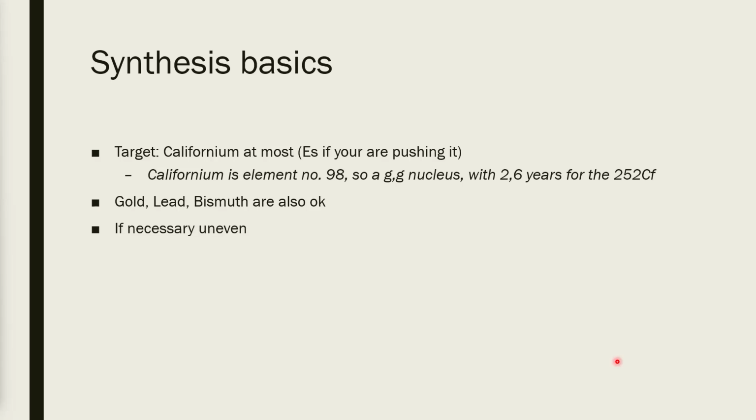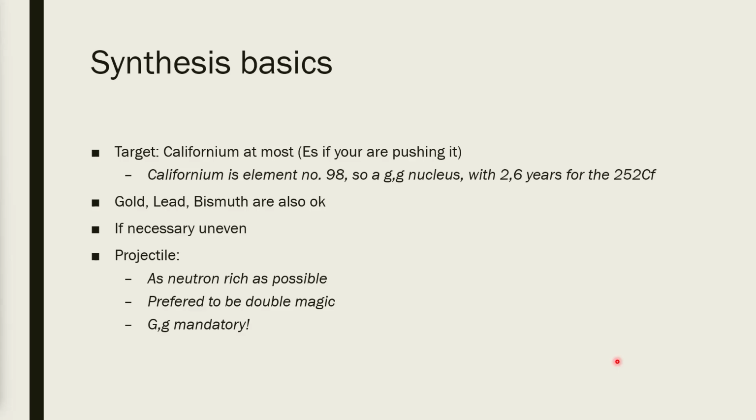If it's necessary, you can have the target uneven, so you can have americium targets, but what you don't want is the projectile to be uneven. So the projectile needs to be as neutron-rich as possible, preferably a double magic nucleus, but GG is pretty much mandatory. Otherwise, this reaction probably won't work.